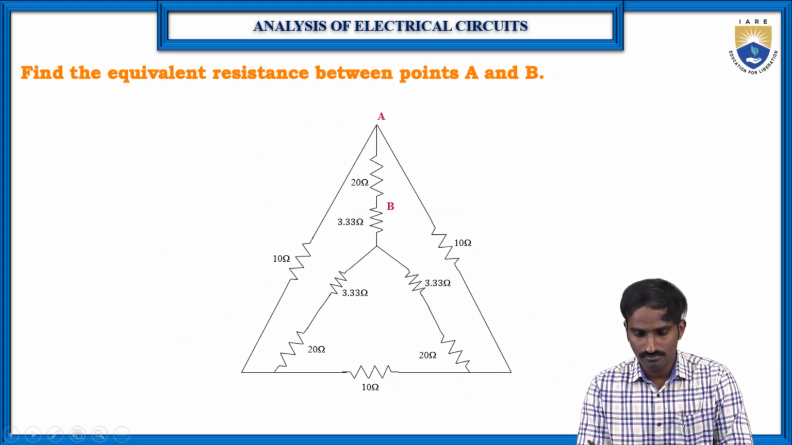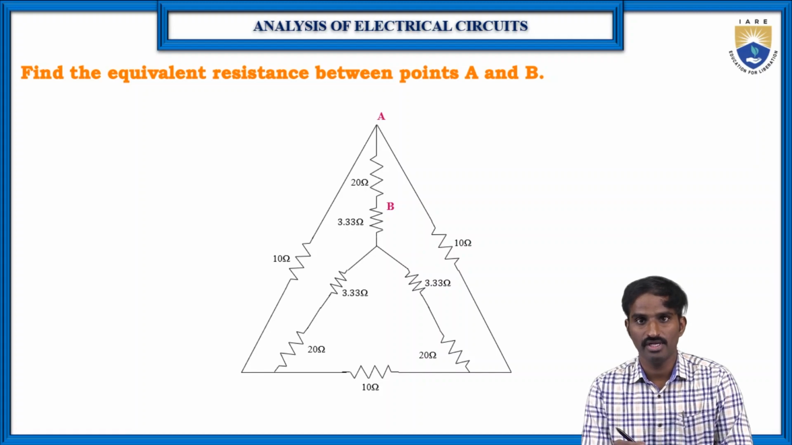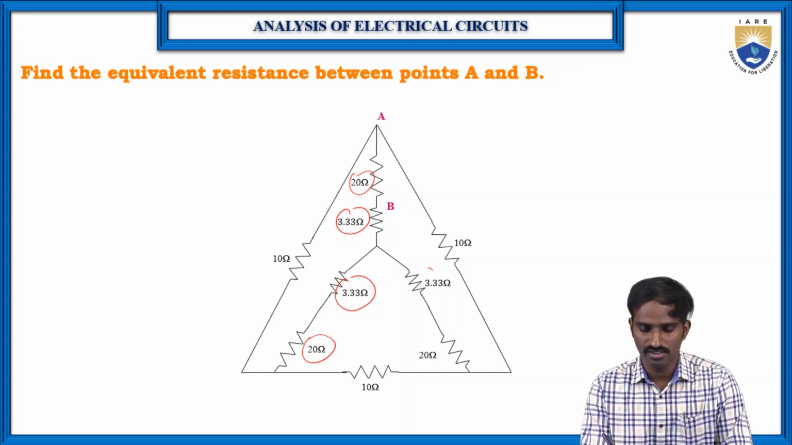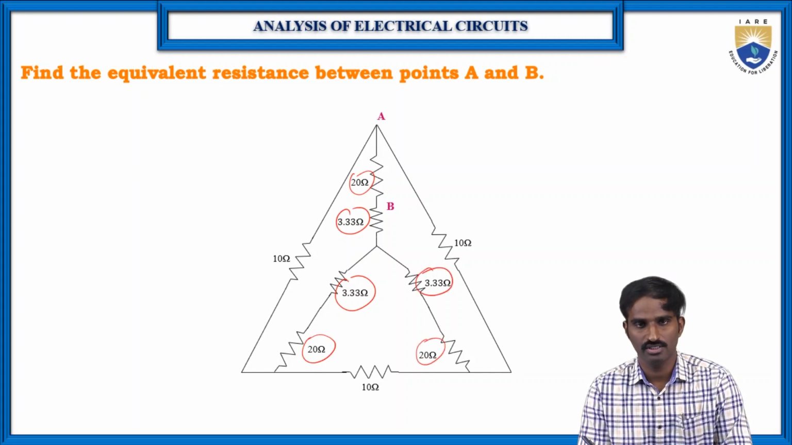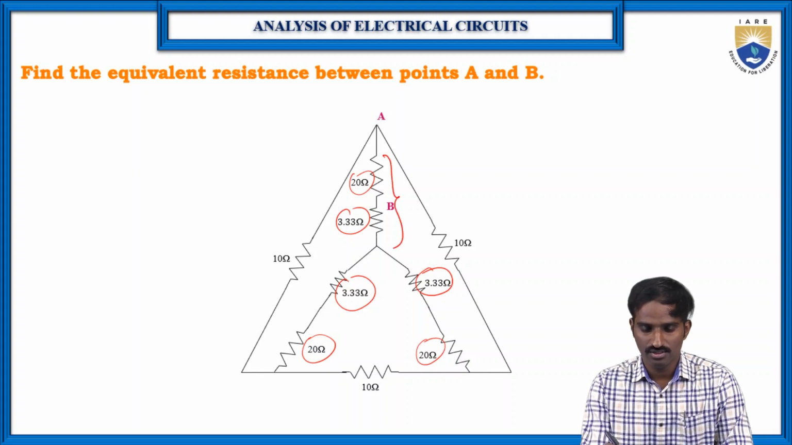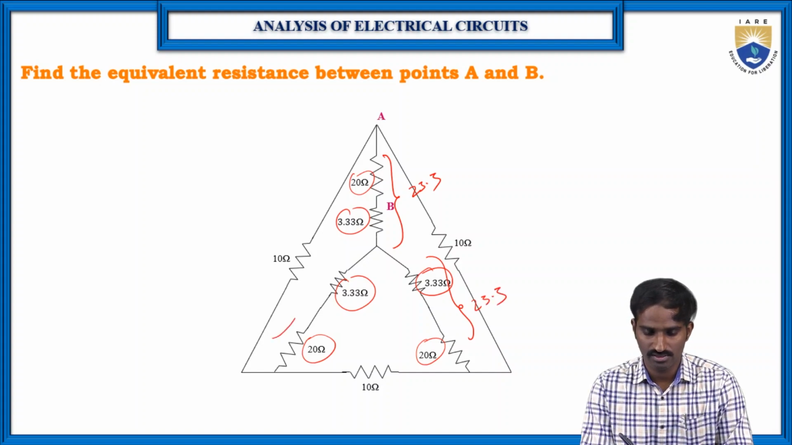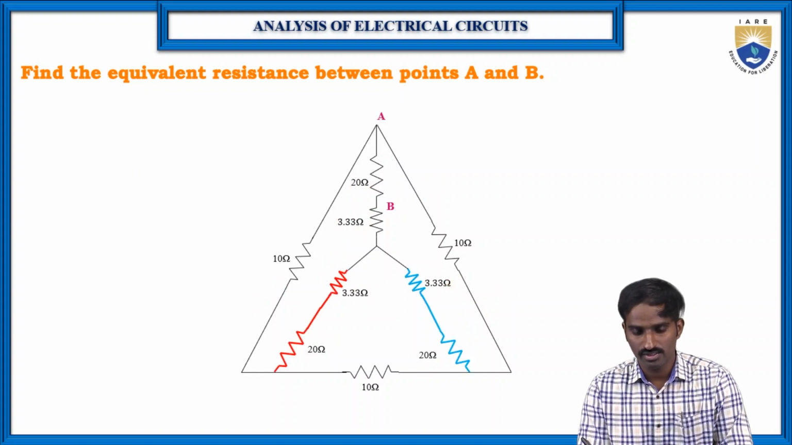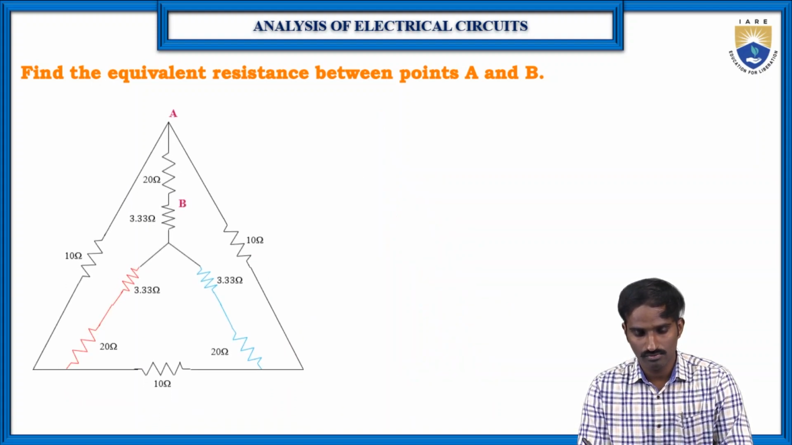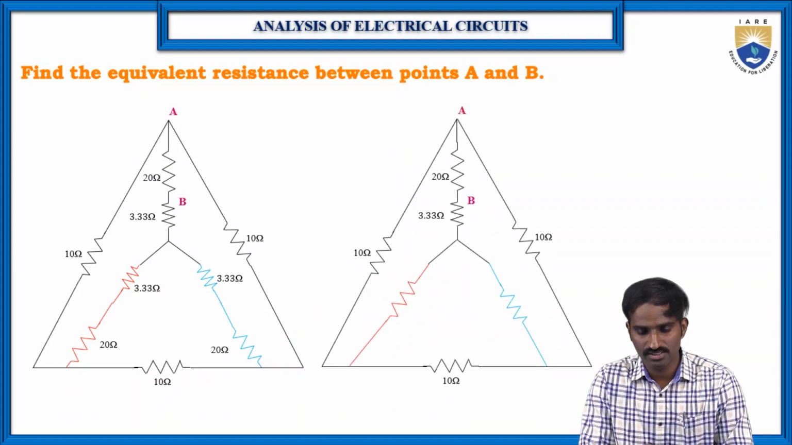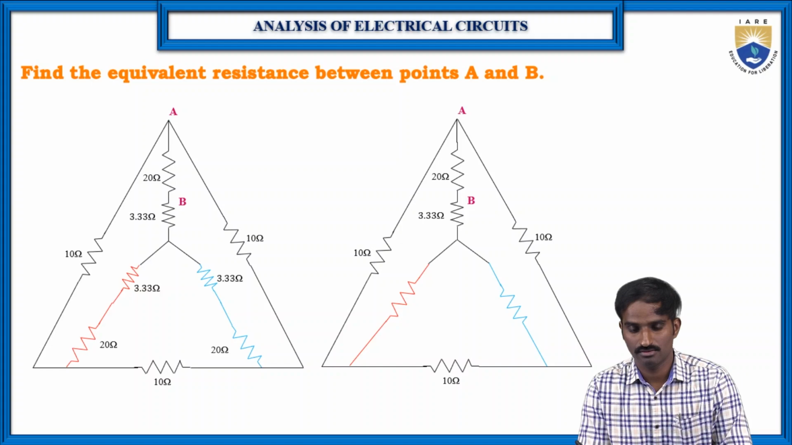Now, after converting the delta to star, this is our network. These 3.3 and 20 ohms are connected in series, and again these 3.3 and 20 ohms are connected in series, and these 3.3 and these 20 ohms are connected in series. Then we can replace this with 23.3 ohms, this also with a 23.3 ohms resistor, and this also with a 23.3 ohms resistor, because these are in series. As you can see, now this is transformed into like this.